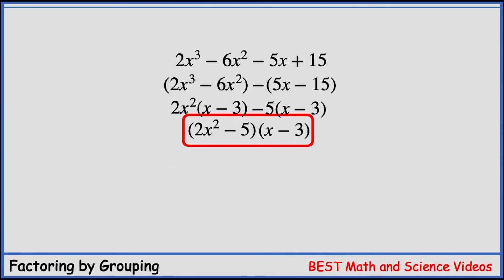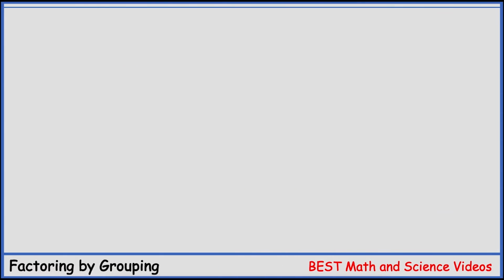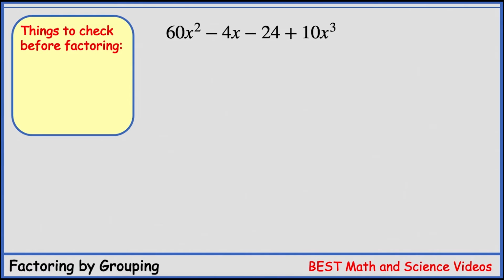Here's another example. How can you factor 60x squared minus 4x minus 24 plus 10x cubed? This example shows some things you should always check before factoring.